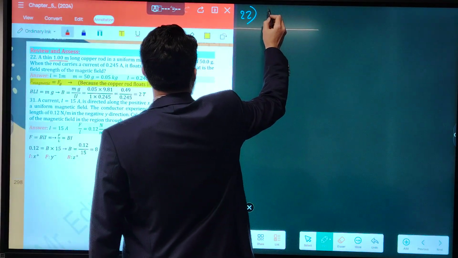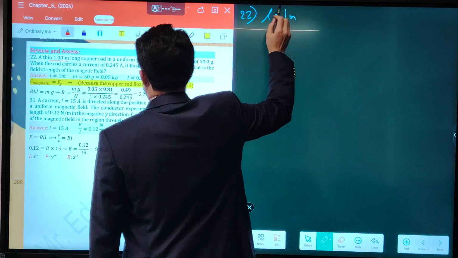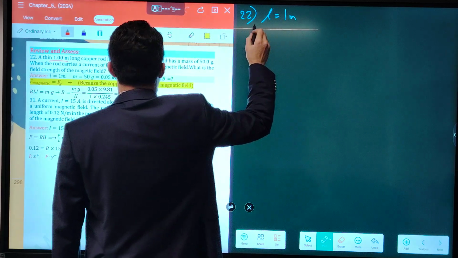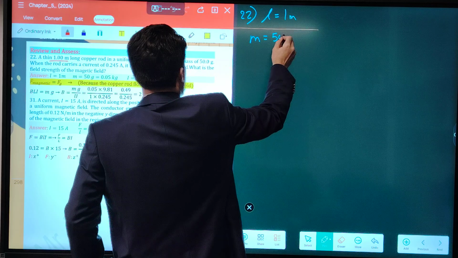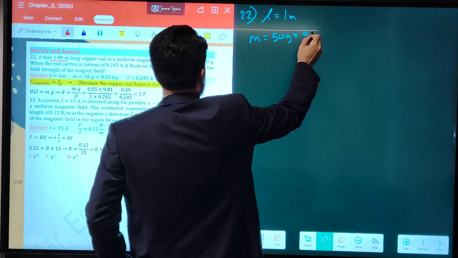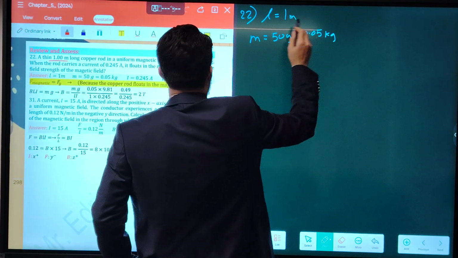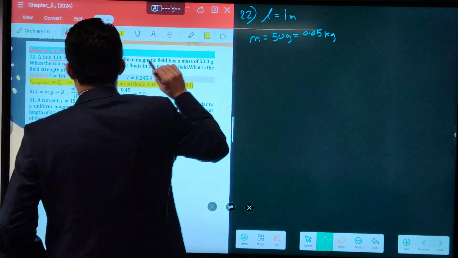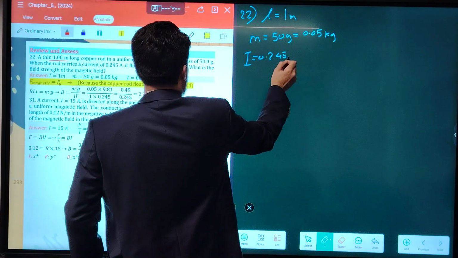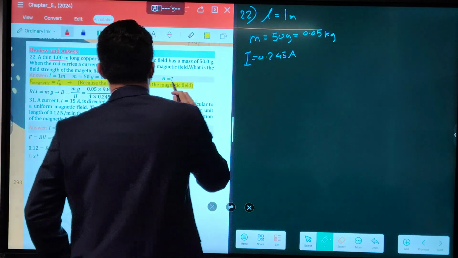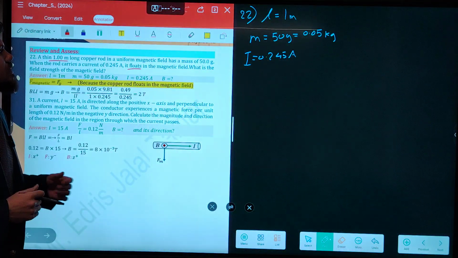The copper rod is 1 meter long, L equals 1 meter, in a uniform magnetic field. It has a mass of 50 grams, which you have to convert to kilograms, 0.05 kilogram. When the rod carries a current of 0.245 ampere, it floats in the magnetic field.